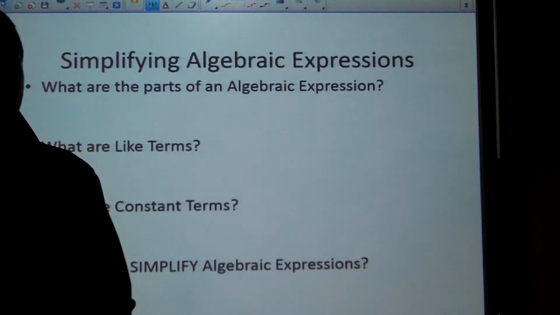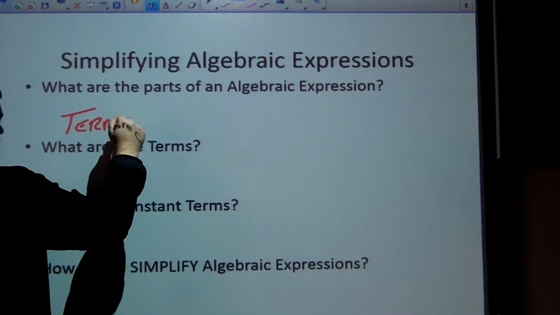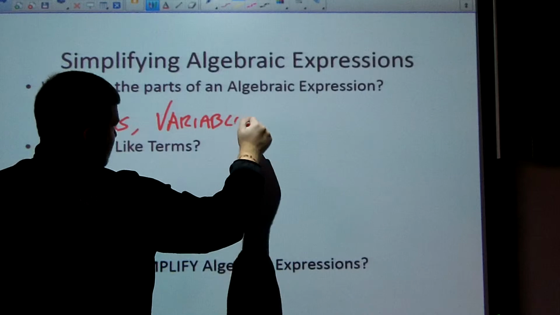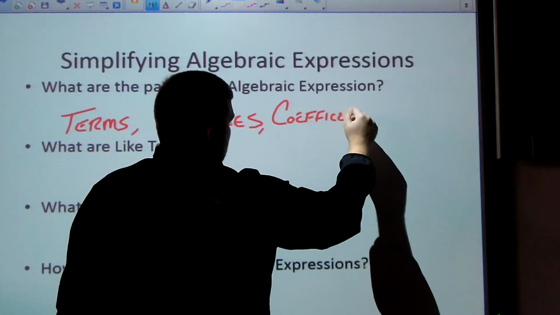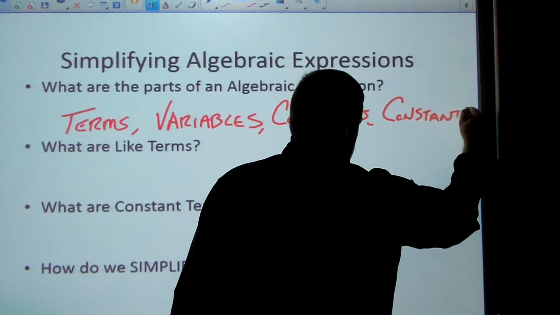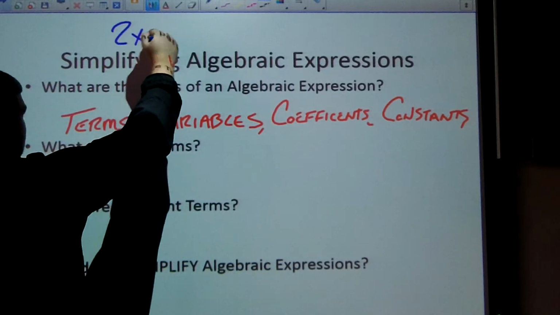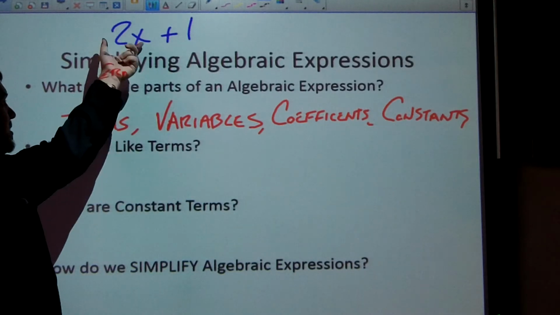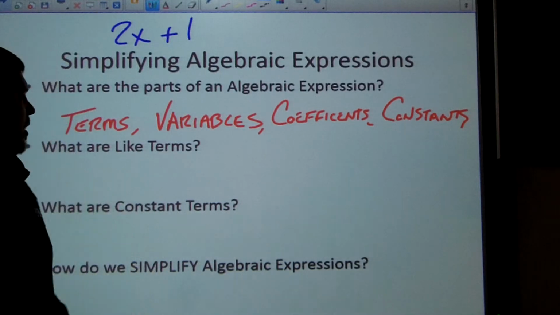All right, so what are the parts of an algebraic expression? Well, we have terms, variables, coefficients, and constants. So for example, let's say I had this algebraic expression, 2x plus 1. Well, this algebraic expression has two terms, it has two main pieces. This is one of the main pieces, and this is one of the main pieces. Each one of those main pieces is called a term. Okay?